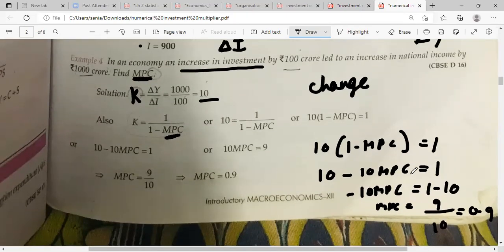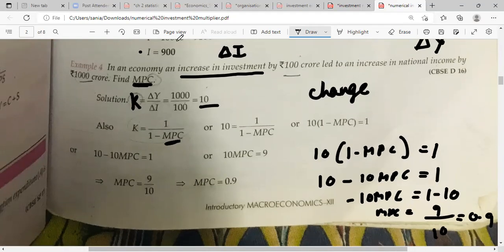So you will do it. This is a very important question. Because over here, with just one question, they are checking your two formulas. So important.